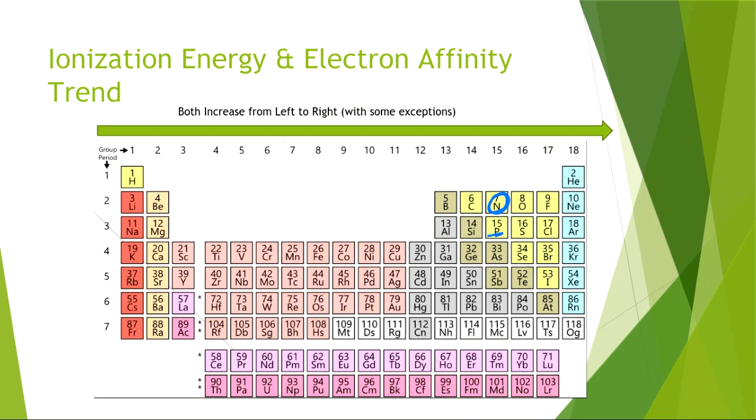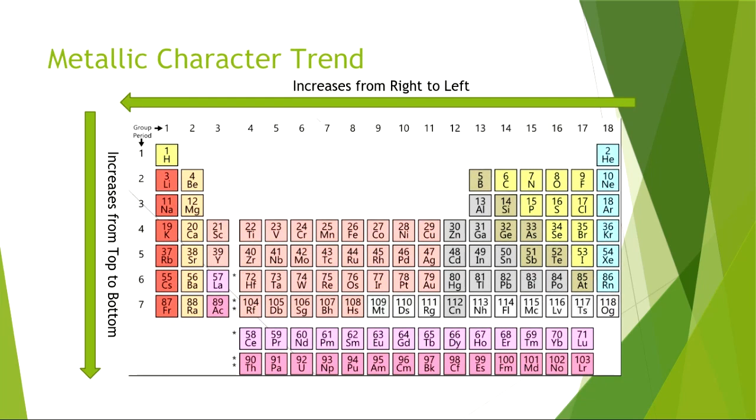That's one of the main exceptions to it. Otherwise, both ionization energy and electron affinity increase from left to right. Now then, metallic character is another one that's good to memorize. Metallic character increases from right to left and top to bottom.